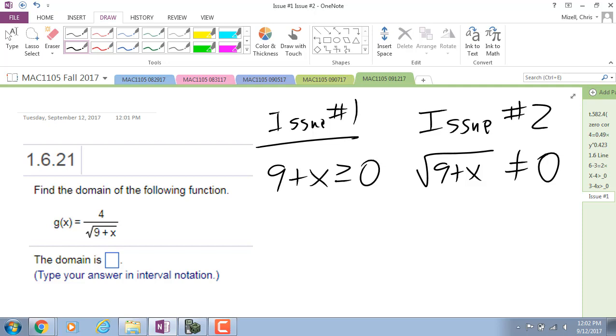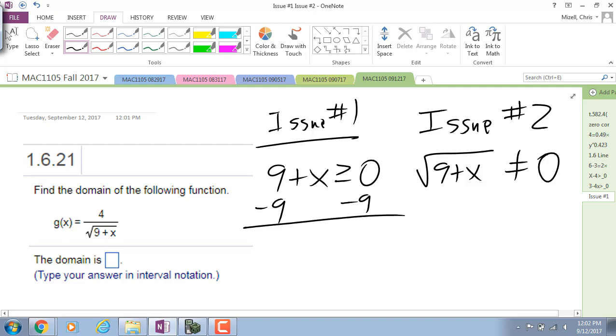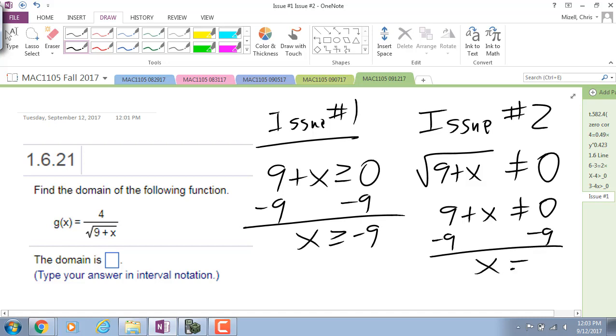To satisfy issue number 1, we can subtract 9 from both sides, and x has to be greater than or equal to negative 9. That's necessary, but it's not sufficient because we have the second issue with negative 9. Issue number 2, if we square both sides, 9 plus x better not be 0. So x better not be negative 9. Both these issues have to be satisfied.